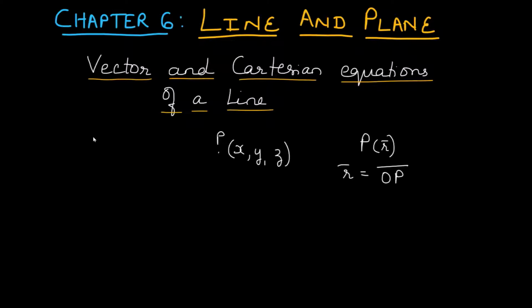Okay, so we have a point P here, so a line passes through P this way. Now the equation of this line can be written in two ways. If it is written in terms of the position vector r bar, then it is known as the vector equation of the line. Or on the other hand, we can also write the equation of this line in terms of the coordinates x, y, z. Then this is known as the Cartesian equation of the line.